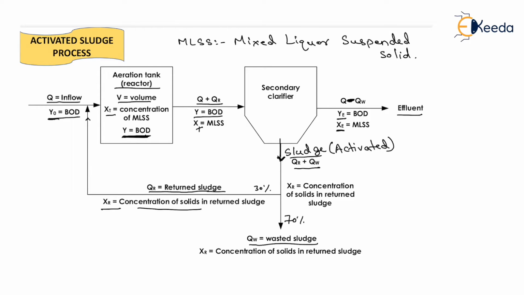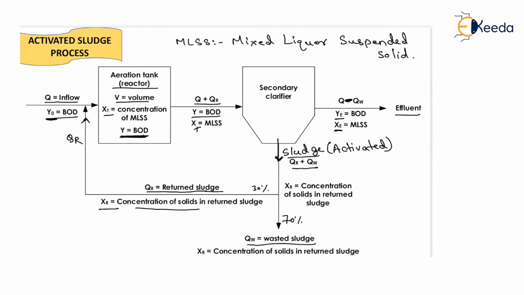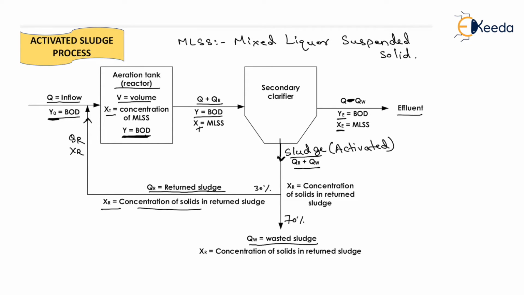In this we supply sewage water which has a discharge of Q and a BOD of Y0. At the initial phase we add returned sludge here, whose amount is QR and whose suspended solids concentration, or solid concentration, is XR. Okay, now when this activated sludge is mixed with the inflow water, what will happen? The charged microorganisms will do some of the decomposition of organic matter in this aeration tank itself. That's why the BOD will change from Y0 to Y.